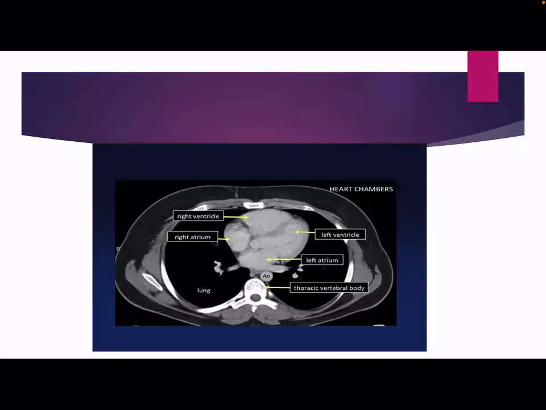This is an axial slice CT showing the heart chambers. This is the anterior chamber, the right ventricle, with the right atrium above, and this is the left ventricle, and this is the left atrium.